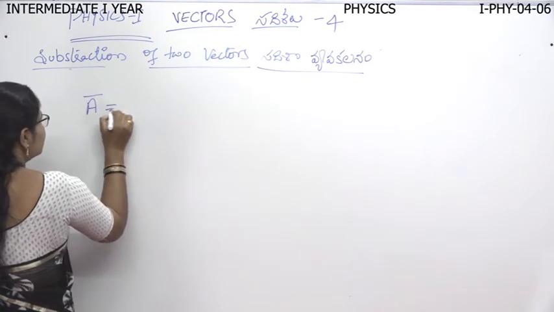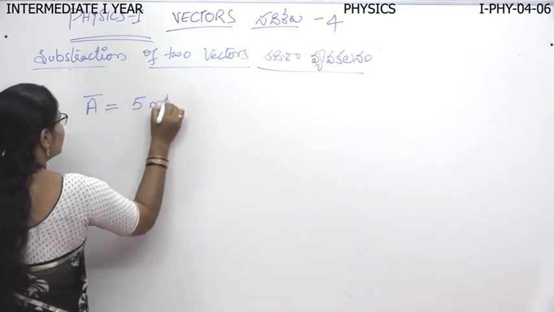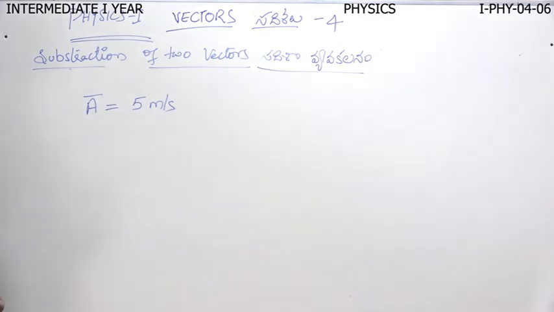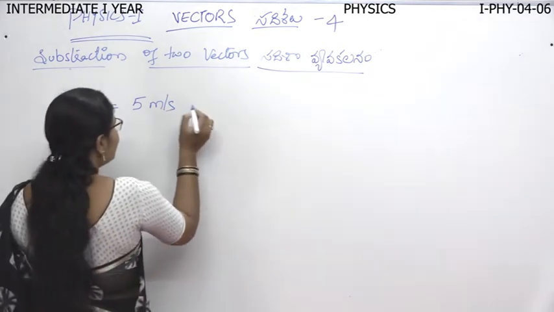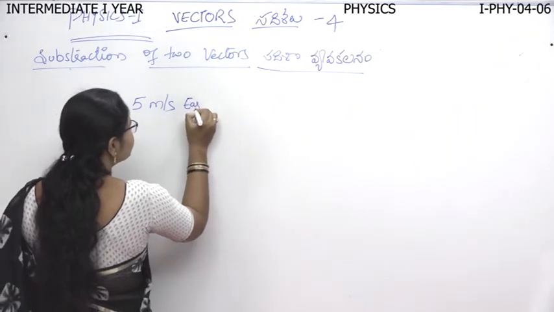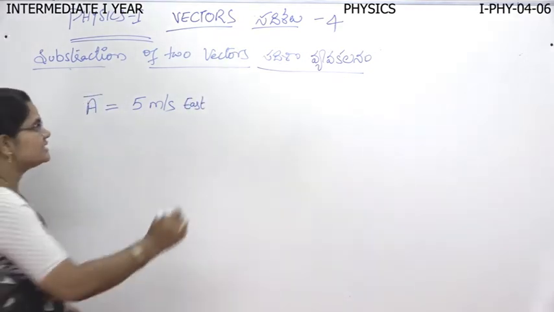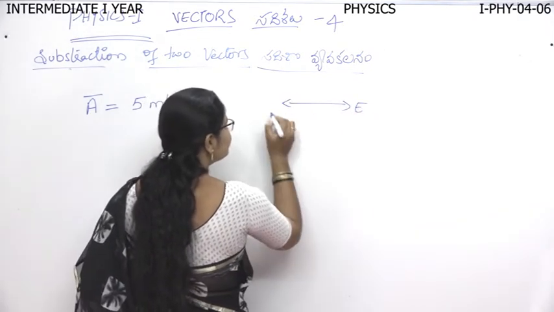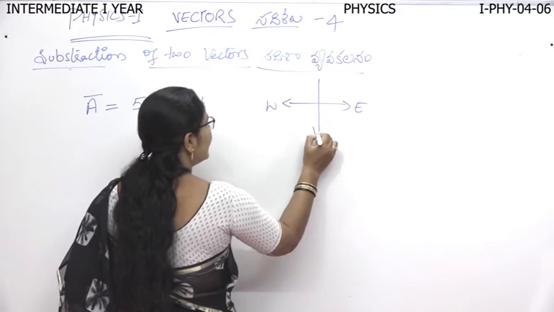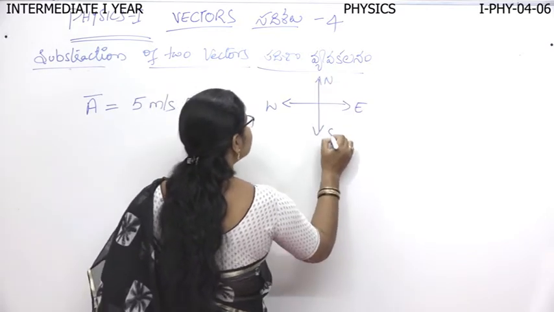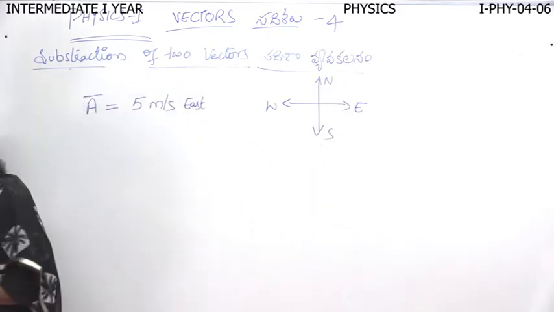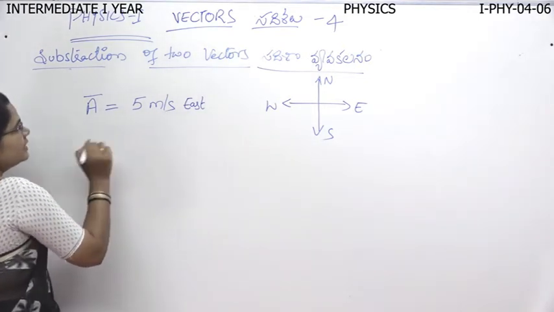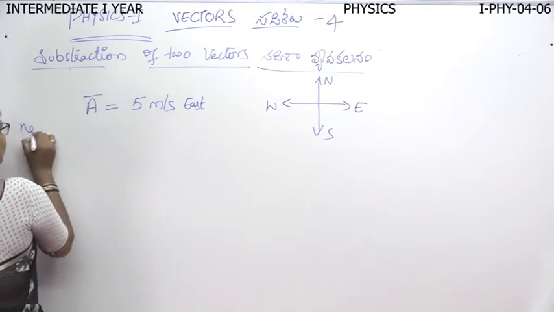ఒక సదిశ సపోజ్ స్పీడ్ ఆఫ్ ఎ కార్, స్పీడ్ 5 meters per second ఒక వెక్టర్ ని ఊహించుకోండి. డైరెక్షన్ ఈస్ట్ ఉందనుకోండి, తూర్పు. మీకు డైరెక్షన్స్ తెలుసు కదా, యు నో డిఫరెంట్ డైరెక్షన్స్. This is east, west, and of course this is north and this is south. Vectors lo directions compulsory గుర్తుంచుకోవాలి. 5 meters east.